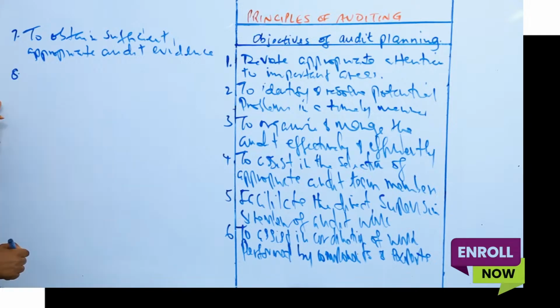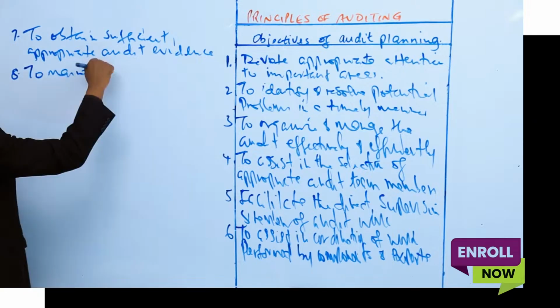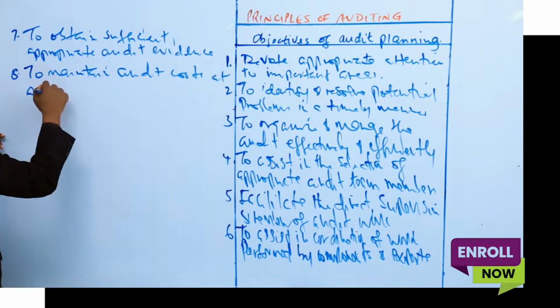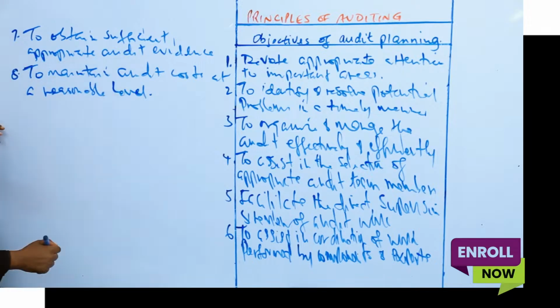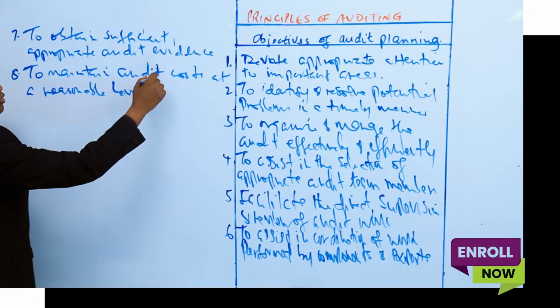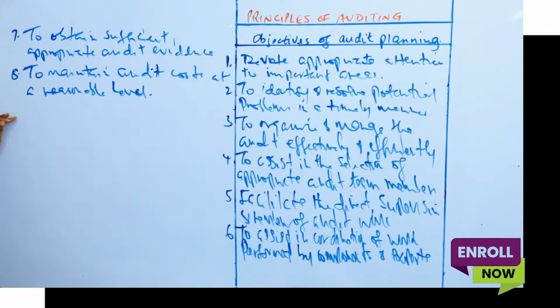Objective number 8 is to maintain audit costs at a reasonable level by promoting efficiency and focusing resources on relevant areas. Effective planning helps prevent unnecessary procedures and rework, thereby contributing to a cost-effective audit for both the audit firm and the client.